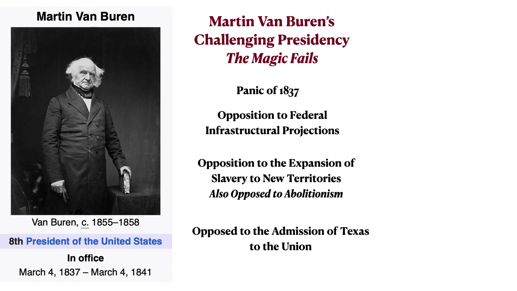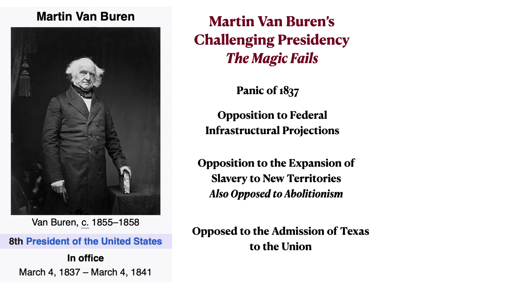First was the Panic of 1837, the most significant economic crisis that the U.S. had faced up to that time, a depression essentially. His opposition to federal infrastructural projects also cost him a lot of influence, especially in the West. And his opposition to the expansion of slavery to the new territories lost him a lot of support among the Southern Democrats who were suspicious of him, and we'll see later for pretty good reasons.